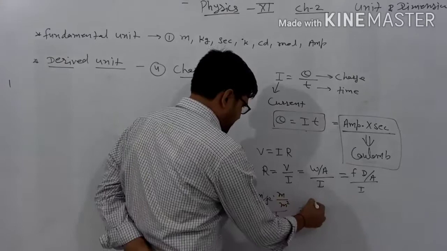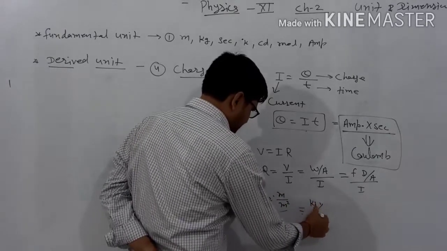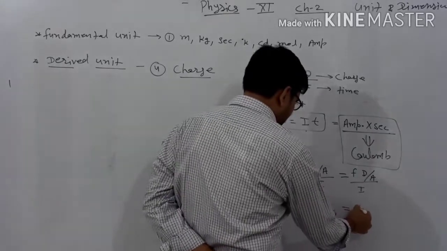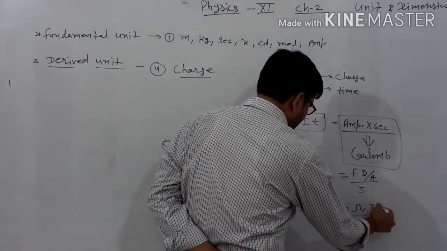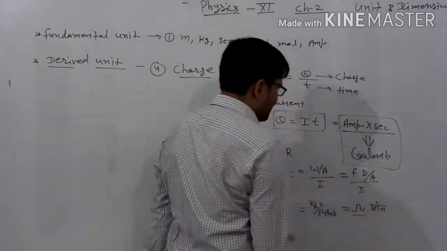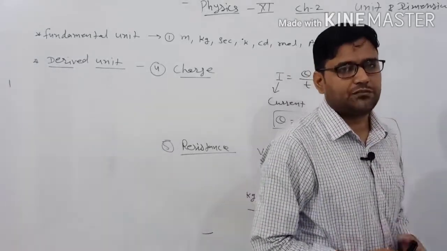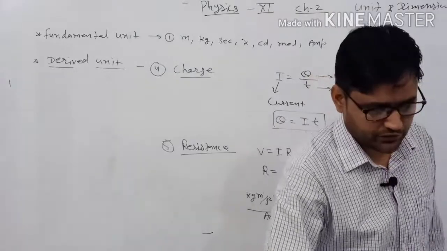In terms of the kg per second square into ampere. Now this formulation is equated by the ohm. This formulation is equated by the ohm. Is it clear? It is the basic formulation of the derived unit.